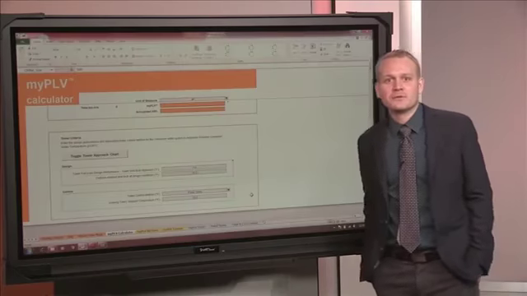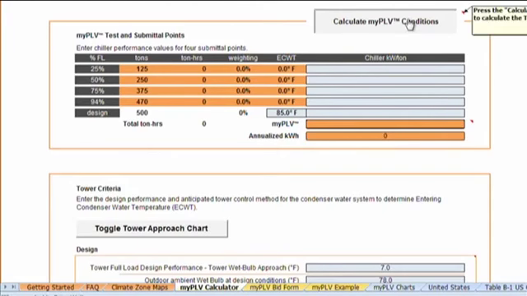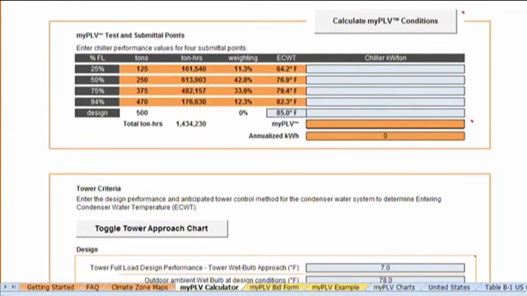Back in the MyPLV tool, we now have the pieces in place to calculate your chiller's MyPLV. Simply click the Calculate MyPLV conditions. You'll see the table populates with a couple different sets of data. First, you'll notice the 4 bins on the left. These are load buckets denoted by 25, 50, 75, and 94% loads. I'll get to why we use 94% in a moment.